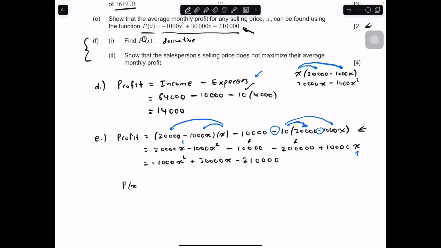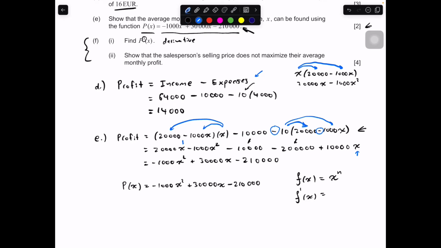So we know that p of x is equal to negative 1,000x squared plus 30,000x minus 210,000. In your formula booklet, you have the derivative. So if we have some function f of x and it equals some variable raised to the power of n, f prime of x, or the derivative, what does it require us to do? We take the exponent, multiply it out in front, so then it would become nx, and then we reduce the exponent by 1, n minus 1. And that's in your formula booklet.